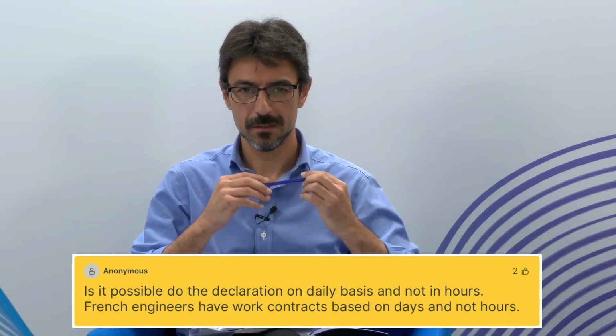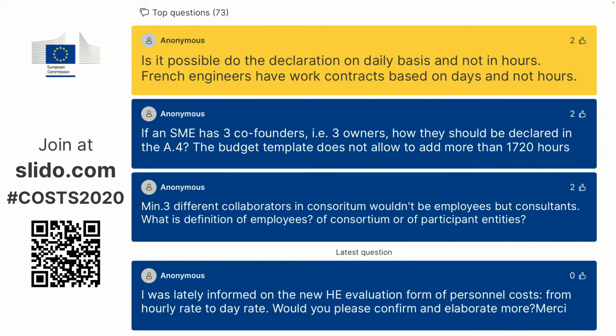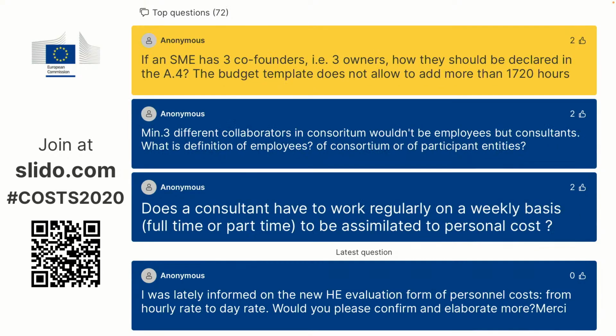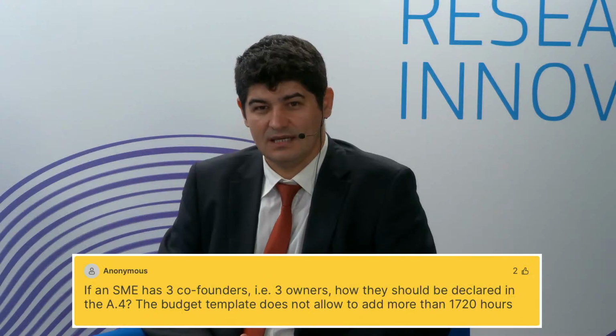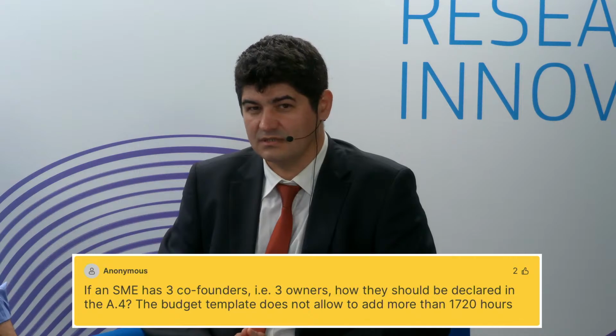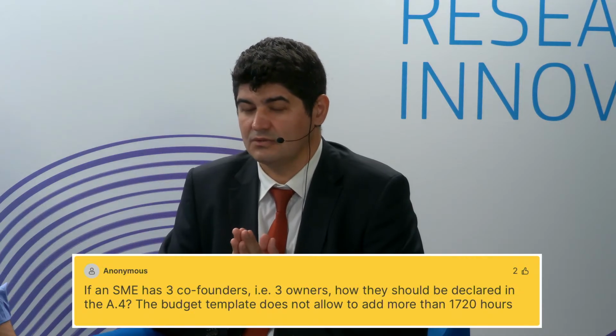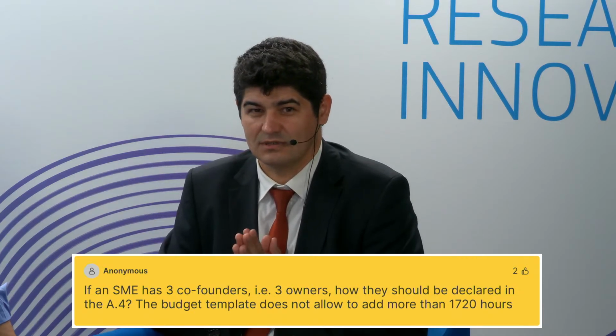Okay, next one. If an SME has 3 co-founders, owners, how should they be declared in the A4 form? The budget template does not allow to add more than 1720 hours. That is a very technical question. The 1720 is per person, it's not global. So maybe the A4 refers to Article 6.2.A.4 and the cost category A4, which is in the financial statement. The budget template, maybe this refers to the wizard, which does not allow. Anyway, in case we do not reply to your question, do not hesitate to send it to the Research Inquiry Service.